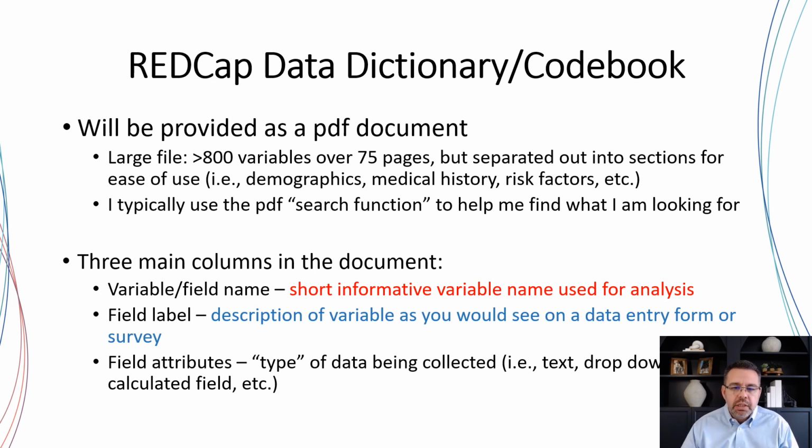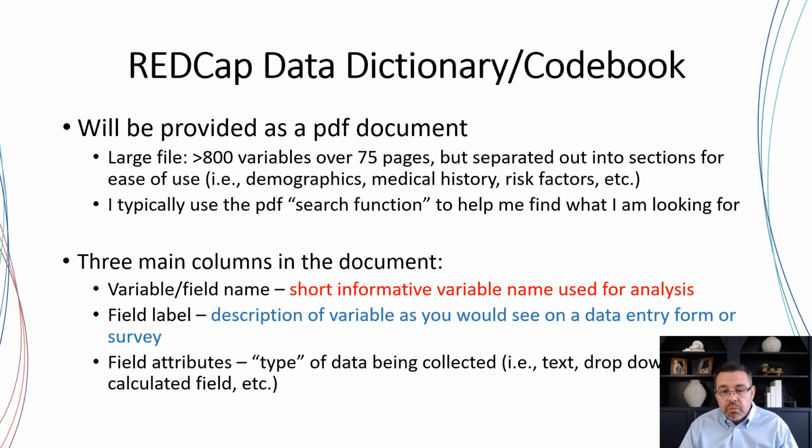But what you'll see when we get there are three main columns in the REDCap data dictionary. The first is the variable or the field name. This is just the variable name. So this is a short, informative variable name that is used for the analysis. This is something that will be most helpful to us at the DCC as opposed to you as an investigator.